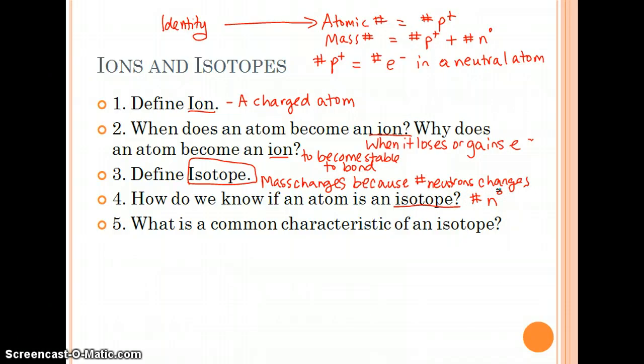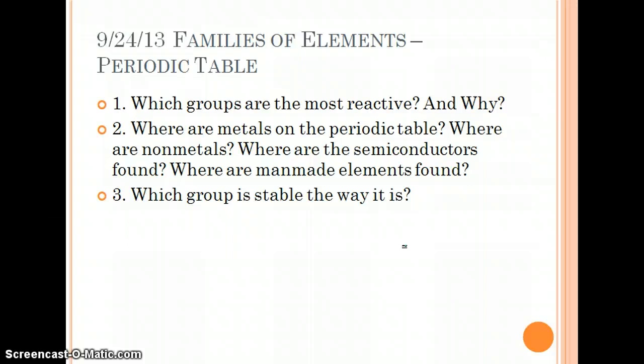What is a common characteristic of an isotope? It's radioactive. They don't all have to be radioactive, but a lot of them are. So families of elements, looking at the periodic table, which groups are the most reactive? Groups 1 and 17. And why? It's based on their valence electrons.